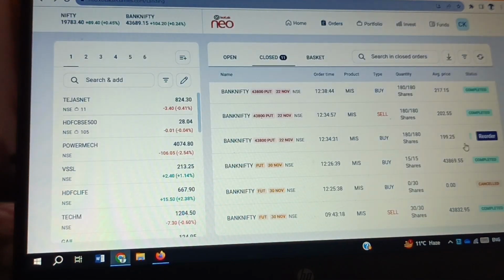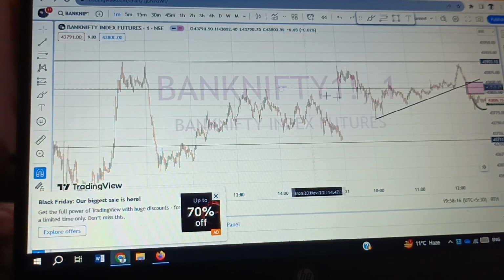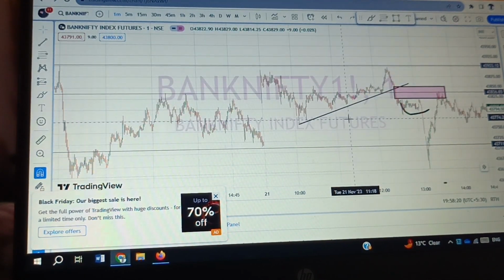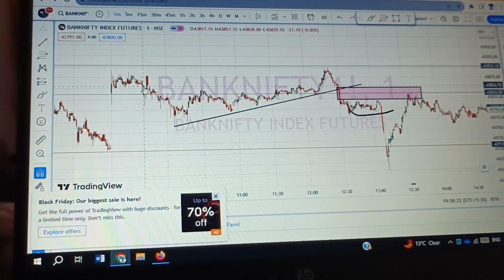I will show you the time. This was the time, 9:43, when I took that trade at 43,832 levels. It was not easy to book the profit, because after 9:43 the price started moving in a range, and it took me 3 hours to book the profit. You can see the price then somehow broke this trend line at around 12:30, and then it came down, and somewhere here I booked the profit.